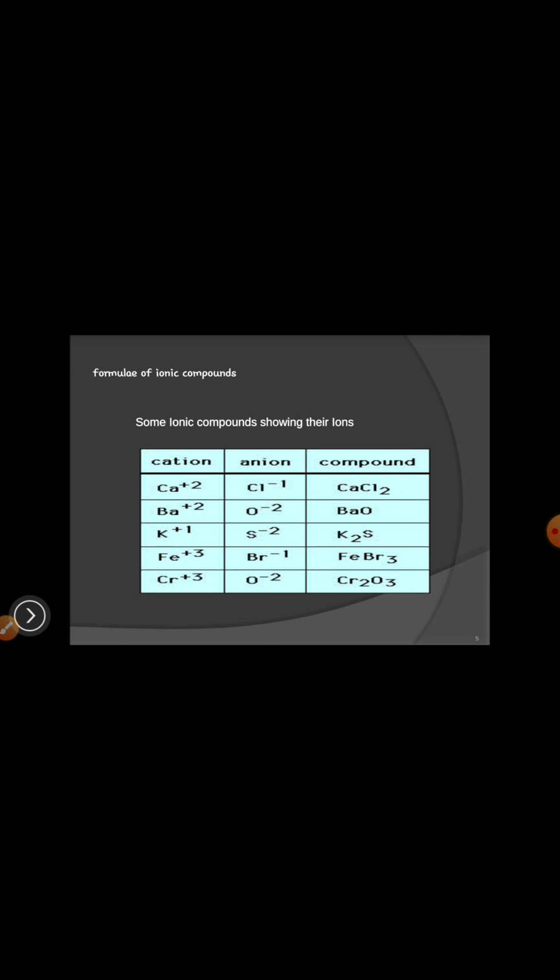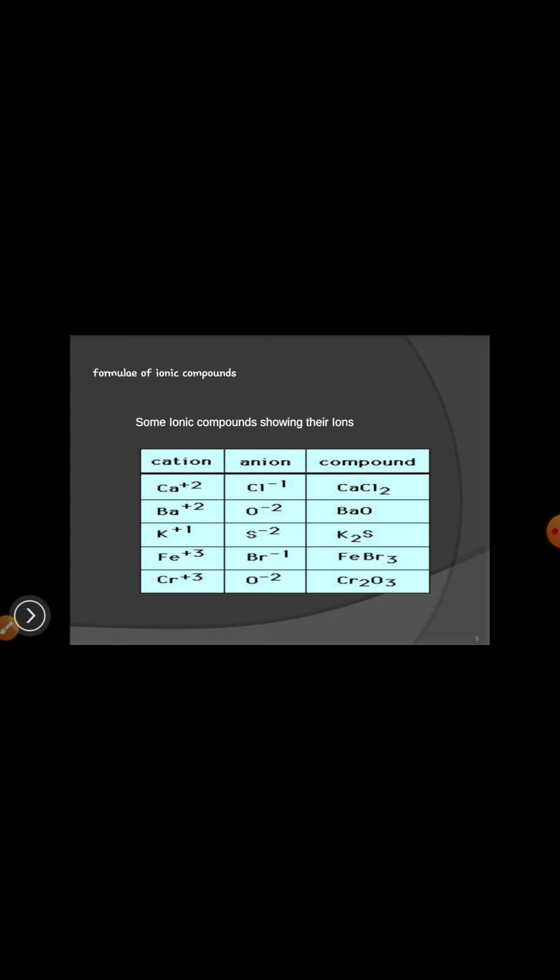Here are a few examples of ionic compounds. The first example is calcium chloride. Calcium chloride is made up of two types of ions. One is a cation and the second is an anion. Ca2+ is a cation, a positive ion, and Cl- is a chloride ion, a negative ion.